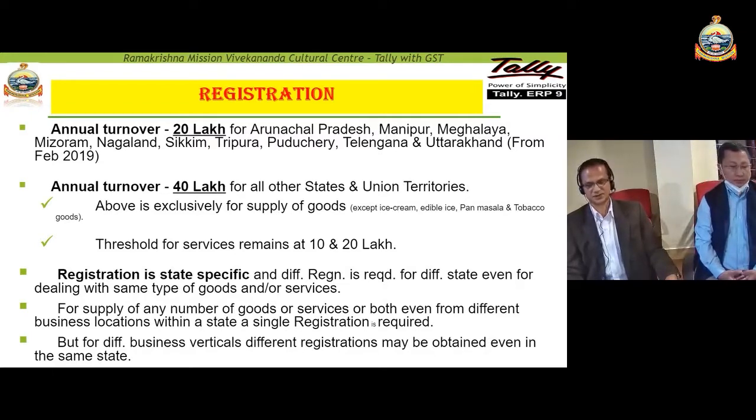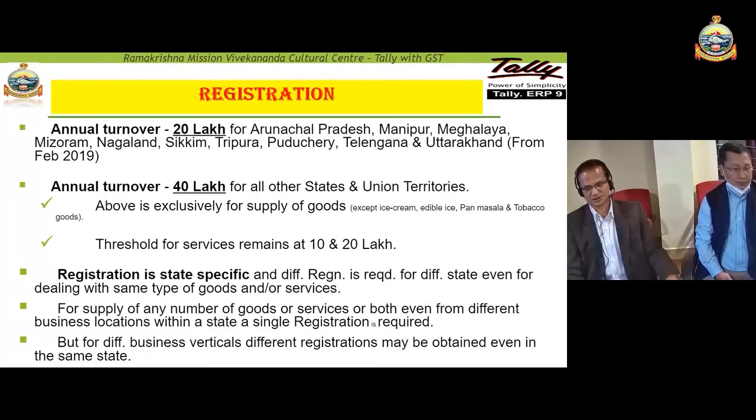Registration is state specific. If you are rendering your services in one particular state, then you have to register in that state. One registration, of course, but supposing you have an outlet in some other state, say somebody is supplying goods in Shillong as well as in Guwahati or some other state, then separately in each and every state a registration is required. But within the state, one registration is enough for any number of places of business.